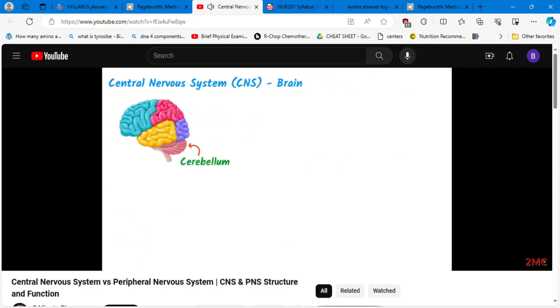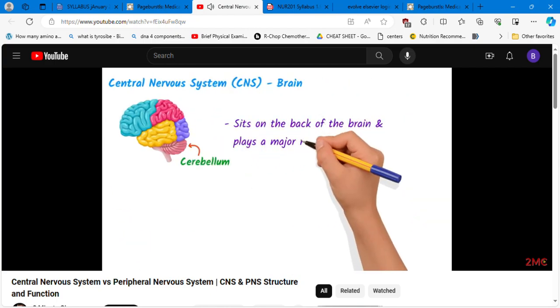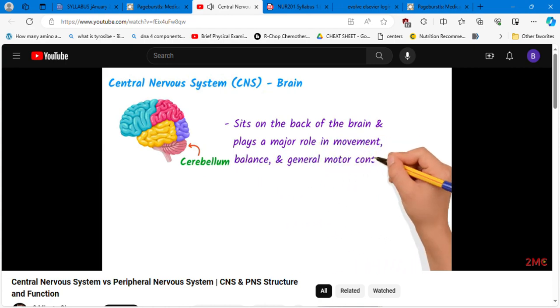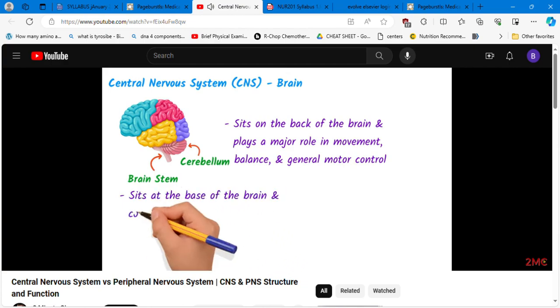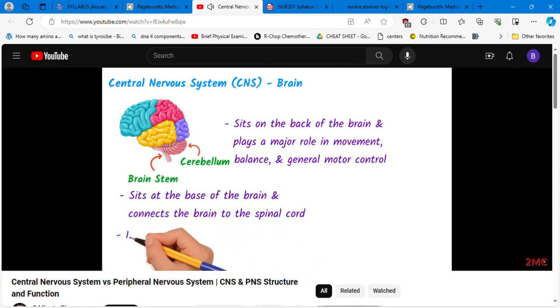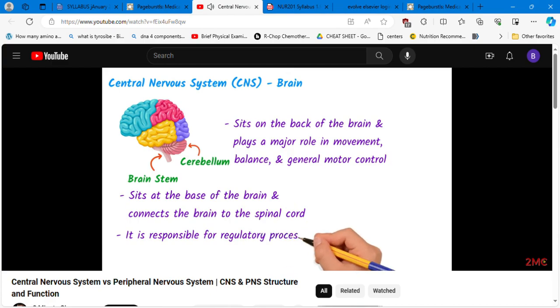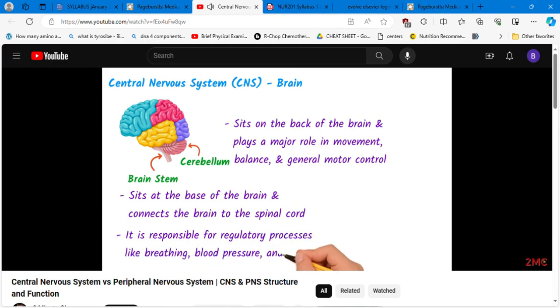The cerebellum sits on the back of the brain and plays a major role in movement, balance, and general motor control. The brainstem sits at the base of the brain and connects the brain to the spinal cord. It is responsible for regulatory processes like breathing, blood pressure, and eating.